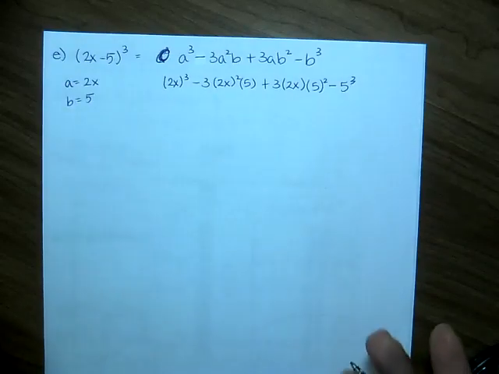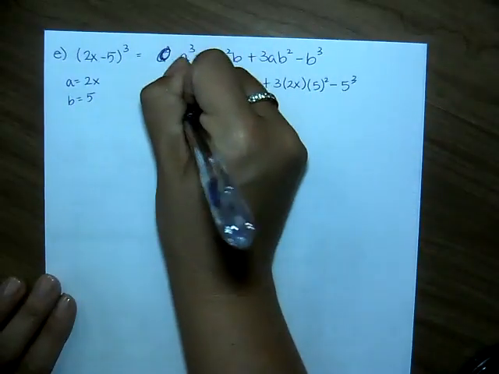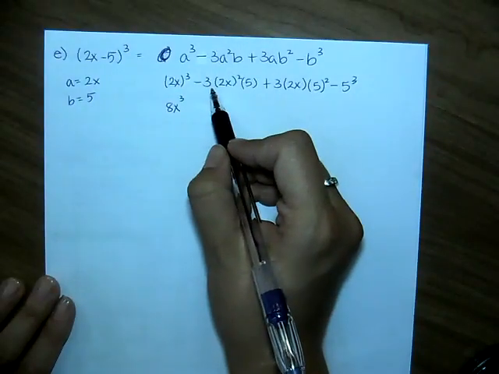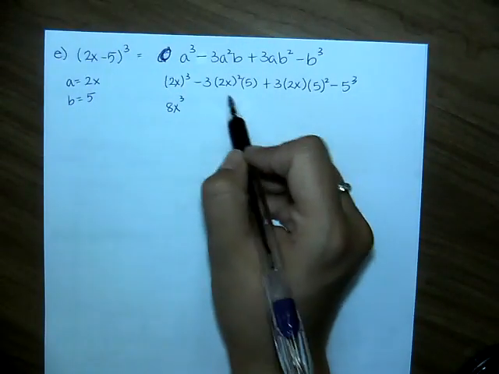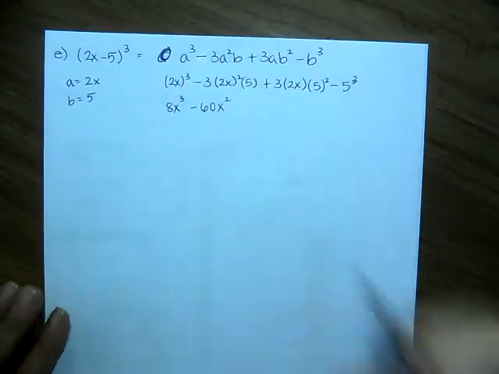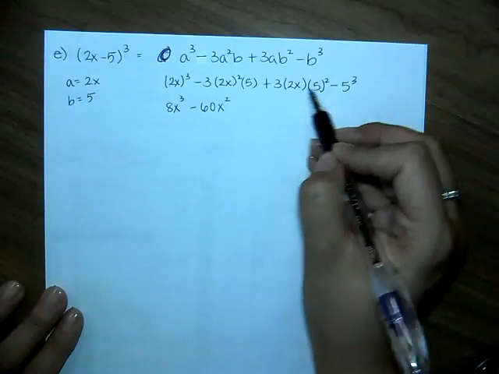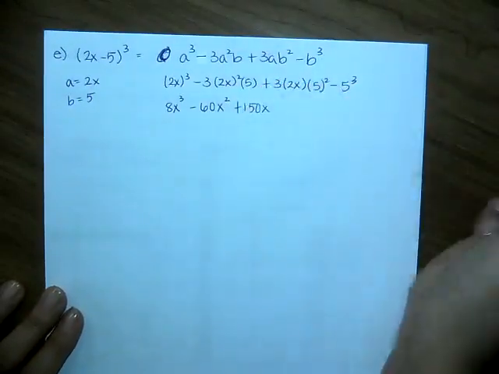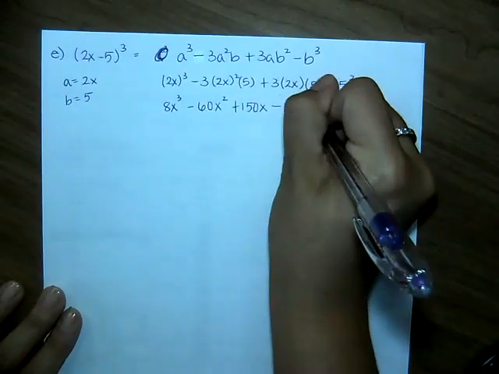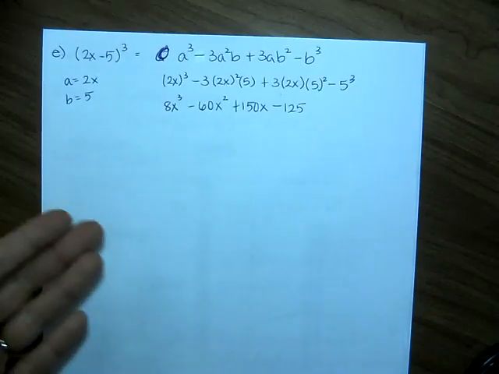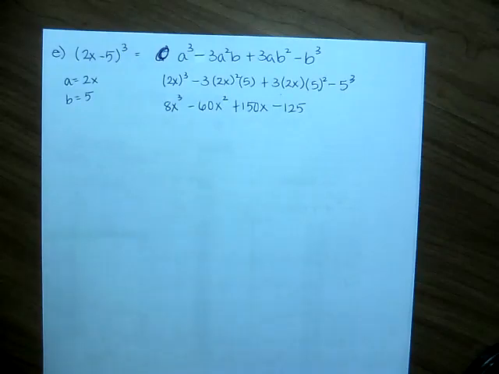And now I just have to simplify this piece. So 8x cubed. Here I'm going to get a 4x squared times negative 3. That's negative 12 times 5, so negative 60. So minus 60x squared. 25 times 6 is 150. So plus 150x, and then minus 125. Much faster than multiplying those 3 binomials together. But if you can't remember the pattern, then just multiply. You know how to multiply.